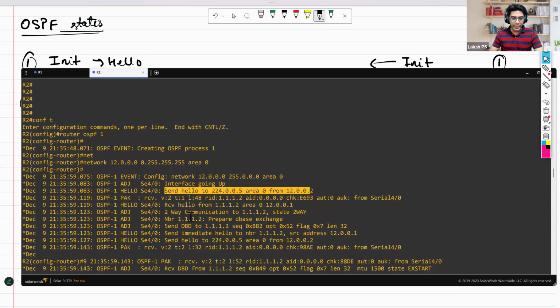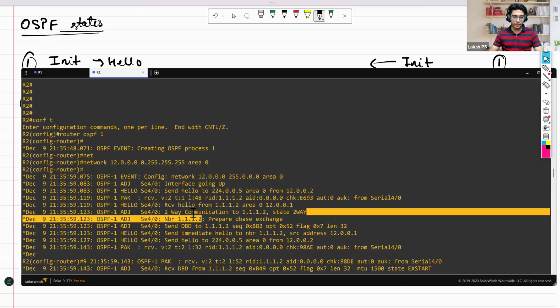R2 is sending hello messages out of this interface. It is also receiving hello messages from R1. So they exchange each other's hello messages. They checked their matching criteria, router ID, area, subnet mask, etc. All of those matched. And finally, when they matched, they went to the two-way state, two-way communication with 1.1.1.2. And the state is two-way.